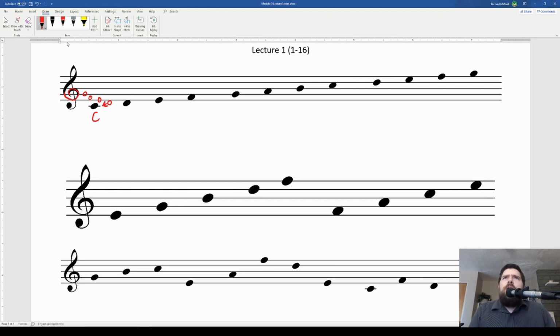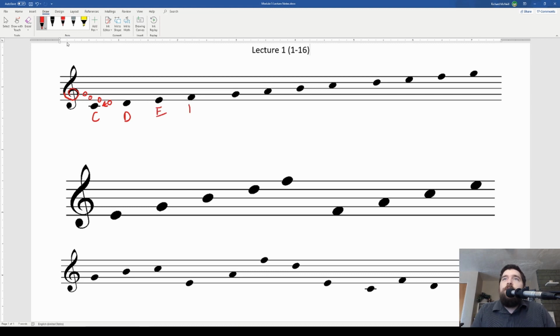Okay. Our next note, we are on a line. This is the first ledger line below the staff. We go to the first space below the staff on the treble clef, and that one is a step up from the C, so it would be a D. Okay, step up from the D, we are on the space below, so we go to a line. Remember, steps are line, space, line, space. This one is an E.